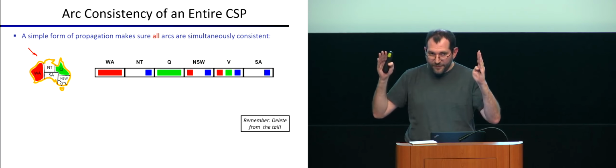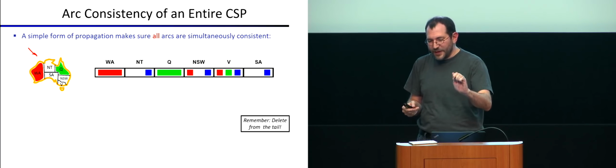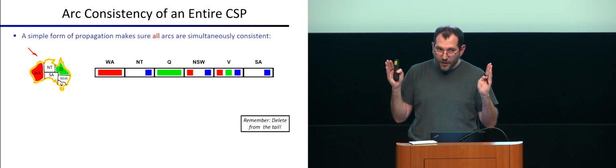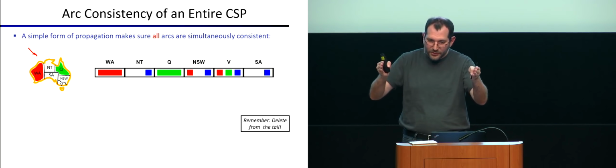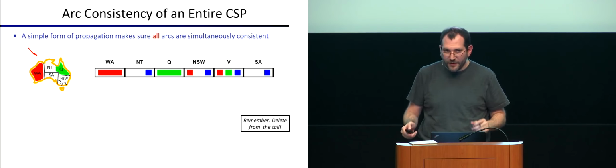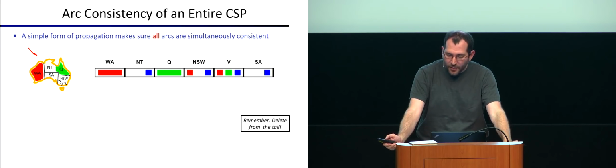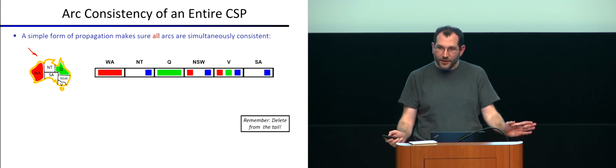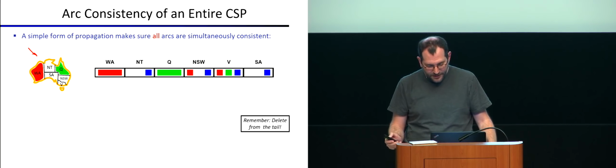but we also have filtering running on the other variables. So the Northern Territory, New South Wales, Victoria, and South Australia are all unassigned, but they have had zero to two of their domain values crossed off by previous filtering. So what we're going to do now is go around and visit arcs, making them consistent. You're the arc consistency police, you're going to clean up any violations you find, and we're going to see what the consequences are.